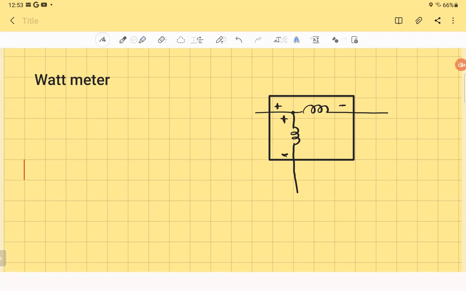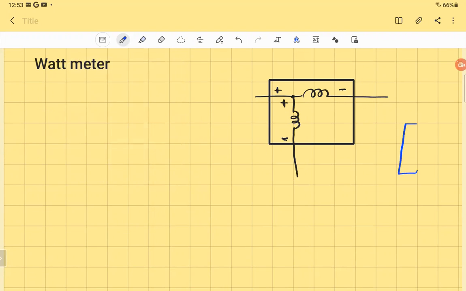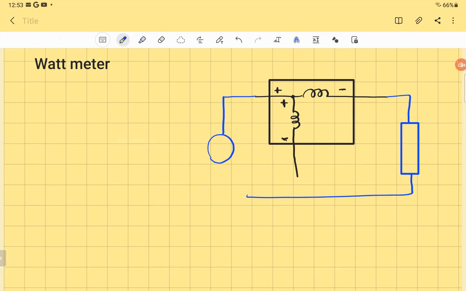So if you have a load and you want to measure the power across the load, let's say that this is the load. You connect that in series, and that's the supply. So the current coil is connected in series with the load to measure the current. And the voltage coil will be across the load in parallel. There's one point connected here and another point connected there. And it will give you the direct power measurement.